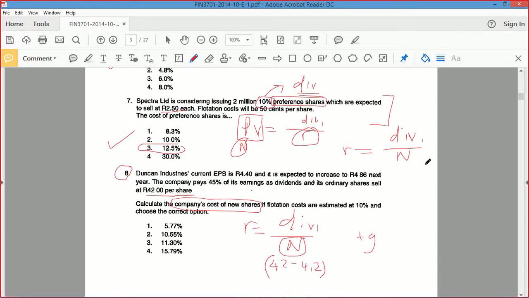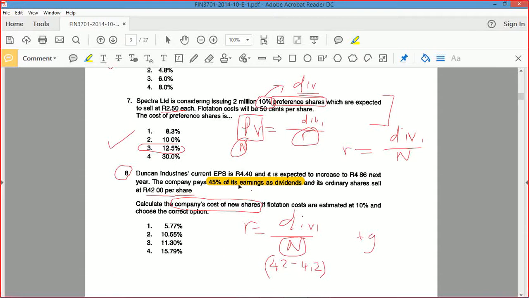What else do you know from the question? Pays 45% of its earnings as dividends. Good. We're paying 45% of our earnings as a dividend. So can I work out div 1? Yes. Okay, div 1 is going to be what? Well, what did the question say? 45% of the earnings is the dividend. 45% of what? You've got it: EPS. Oh, so 45% of EPS? Yes, because EPS is the earnings per share.